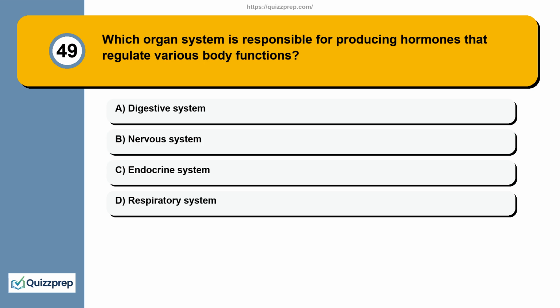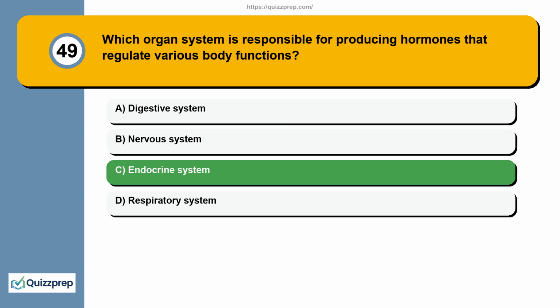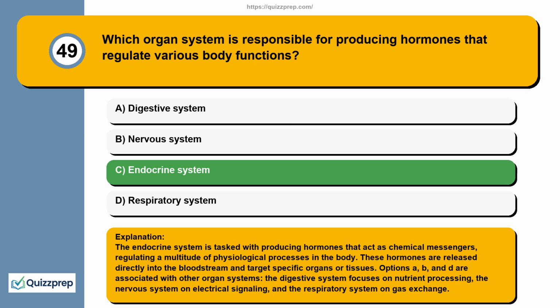Question 49. Which organ system is responsible for producing hormones that regulate various body functions? Digestive system, nervous system, endocrine system, respiratory system. The endocrine system is tasked with producing hormones that act as chemical messengers, regulating a multitude of physiological processes in the body. These hormones are released directly into the bloodstream and target specific organs or tissues. Options A, B, and D are associated with other organ systems. The digestive system focuses on nutrient processing, the nervous system on electrical signaling, and the respiratory system on gas exchange.